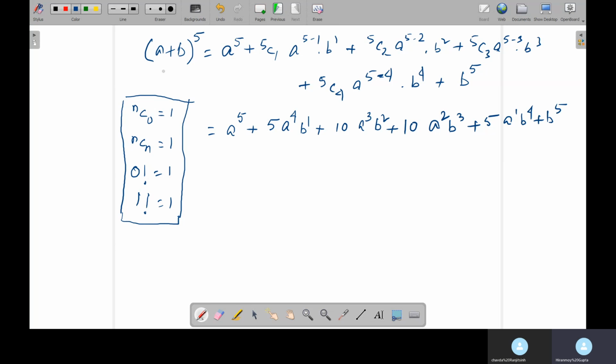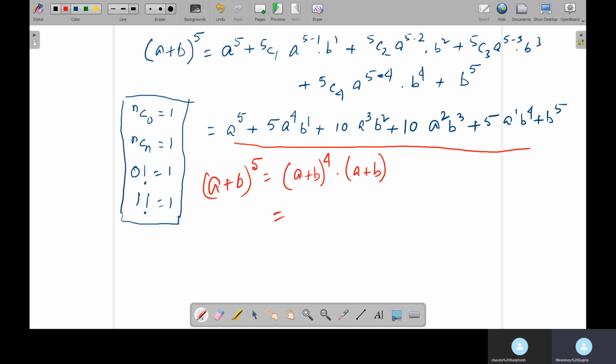Now I am going to take another one, that is (a plus b) whole to the power 5, like we multiplied previously. Let's try (a plus b) whole to the power 4 into (a plus b). Then check, if you multiply these two expressions, are we getting this whole thing or something else? This is a check. Are you getting this or something else? Okay, check it.